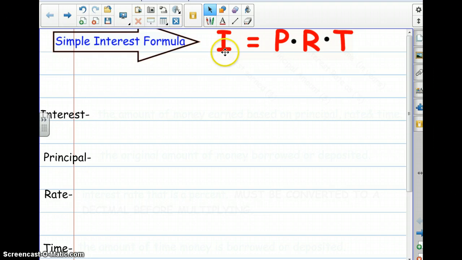It's the letter I equals P times R times T. And we're going to spell out exactly what those mean. So go ahead and get that written down. If you need to pause the video, please do so.